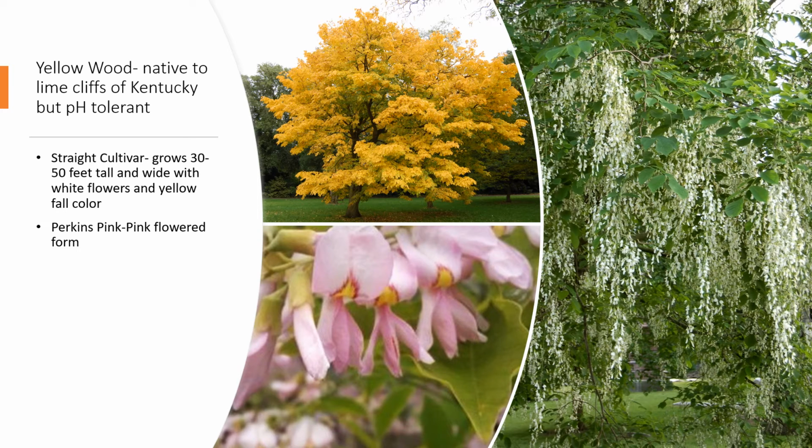You can see those long branches of flowers there, and there's a little pea type flower. There is one cultivar. It's probably going to be really hard to find if anybody's looking for it. It's called Perkins Pink, and you can see there that the flowers are just a little bit of a light pink color there.